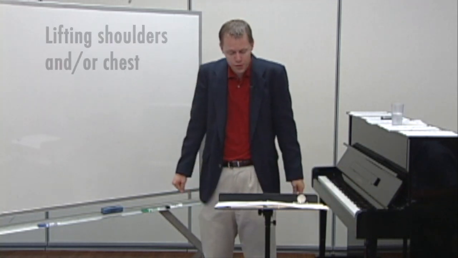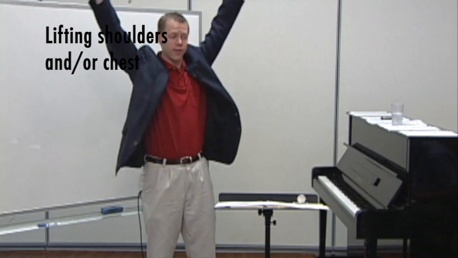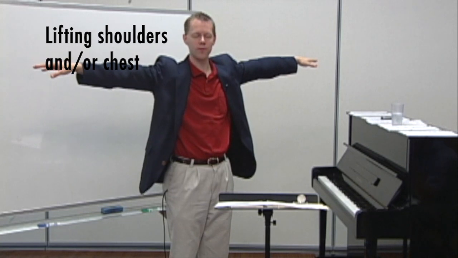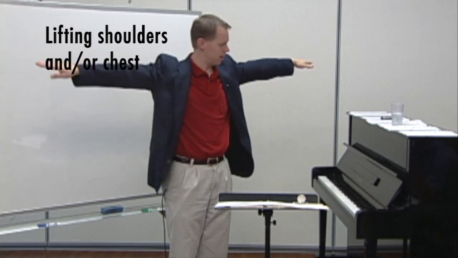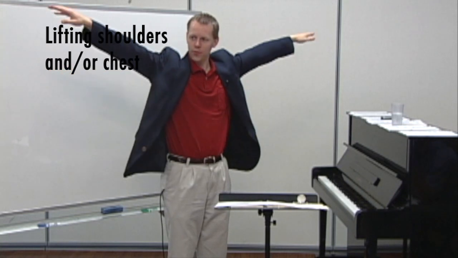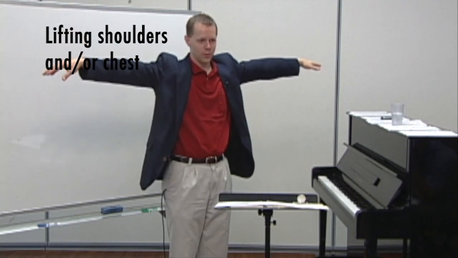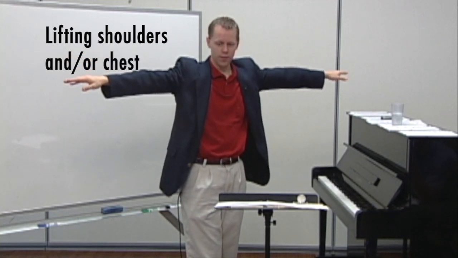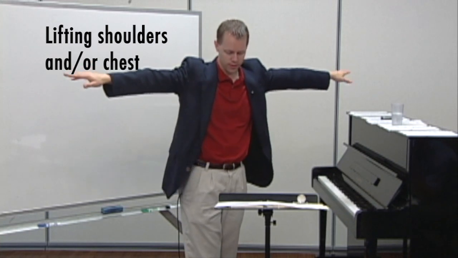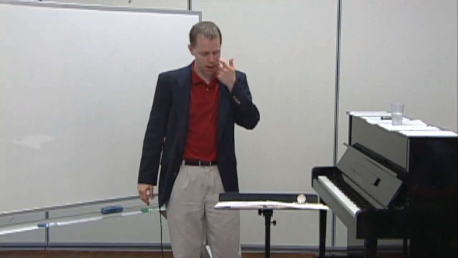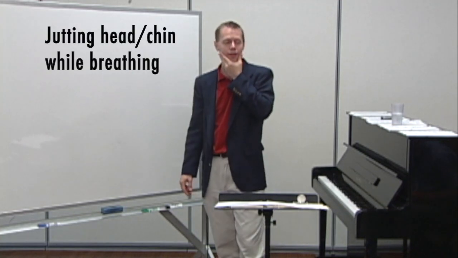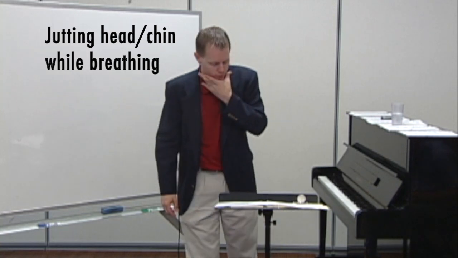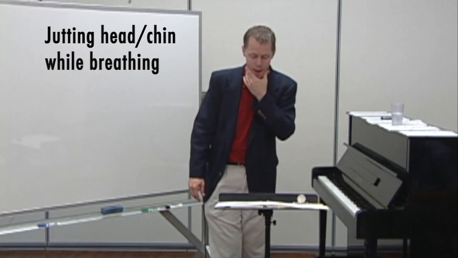Also, lifting shoulders and chest, like I said. Another good exercise, if people are breathing too high and they're lifting their shoulders a lot, have them put their arms out and have them breathe in and have them only breathe in down here. If their arms go up as they're breathing in, then we know there's a problem. That's very easy to see. And then they can see, whoops, I'm doing that. So have them breathe in and have this stay the same. And then another thing to avoid is jutting the head or the chin when they breathe in. Sometimes, we all do sorts of funny things out of habit.